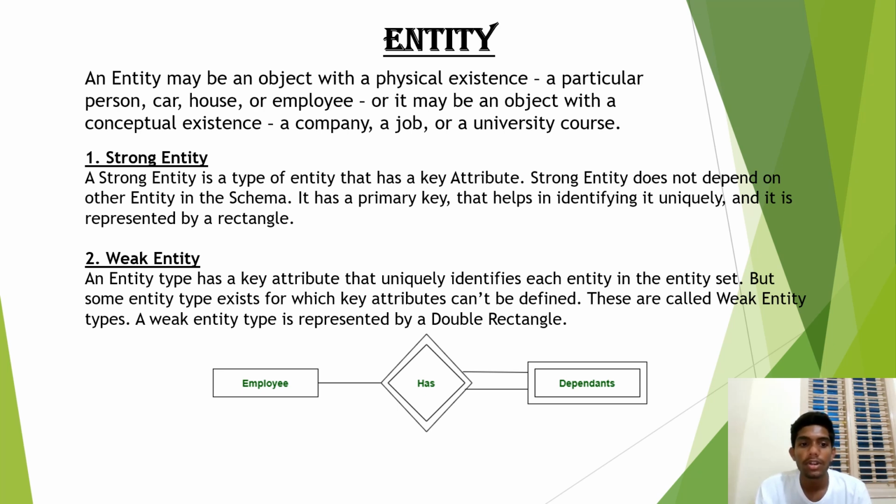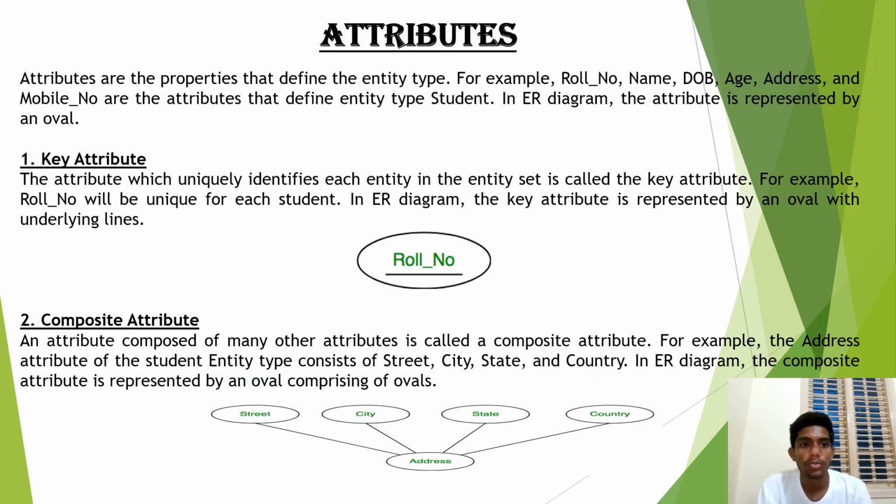Weak entity. Weak entity is a type of entity that does not have a key attribute that uniquely identifies each entity in the entity set. Some entity types exist for which key attributes can't be defined. These are called weak entity types. A weak entity is represented by a double rectangle. In this example, employee is the strong entity and the dependents, which we represented using double rectangle, is the weak entity. Next we are going to discuss about the attribute.